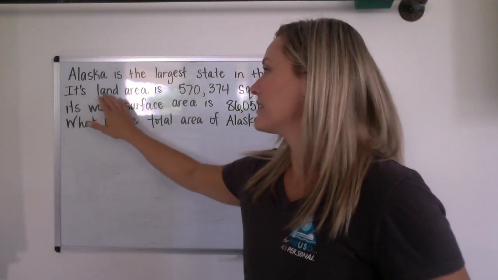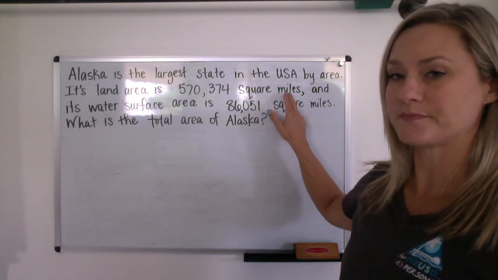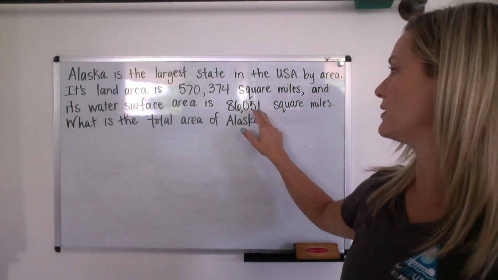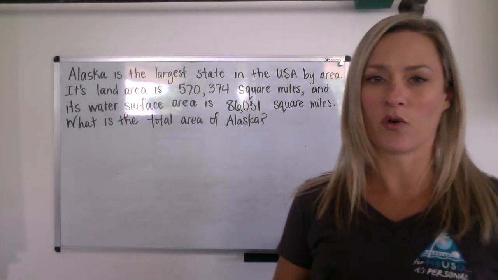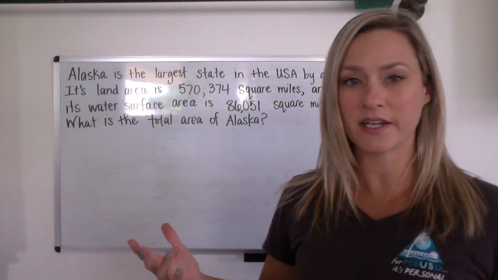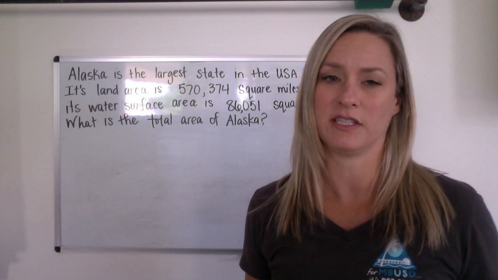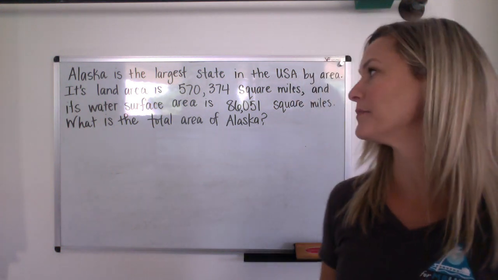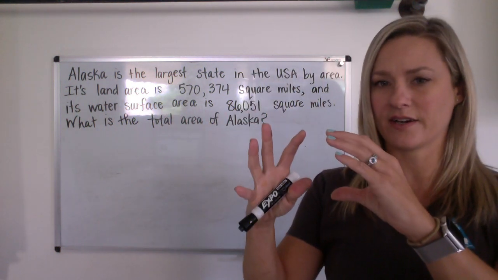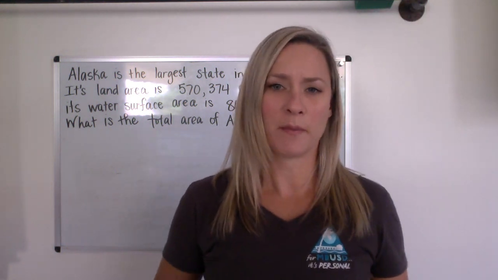Now, its land area is 570,374 square miles. And its water surface area is 86,051 square miles. All right, so we know that the land area is much greater than the water surface area, right? So we can actually figure out a lot of things with these numbers, but today the question is, what is the total area of Alaska? All right, so obviously we would need to add the land area with the water area to find the total area, right? Okay, so I'm going to take you through adding.